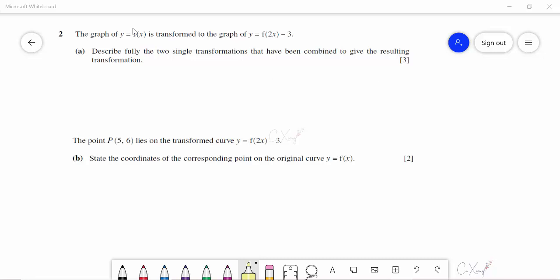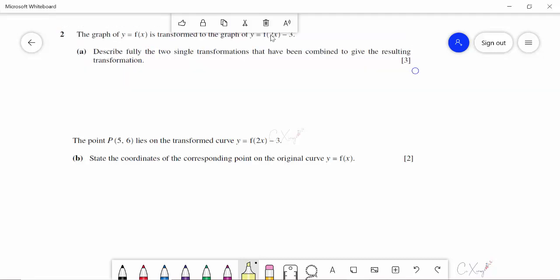Okay, so question number 2. They tell you that y equals a function f(x) is transformed to the graph of y equals f(2x minus 3). So they want you to describe fully the two single transformations that have been combined to give the resulting transformation. First of all, you should consider the stretching part first. You can see that the stretching part will be somewhere here, followed by the translation. So the translation is this one.